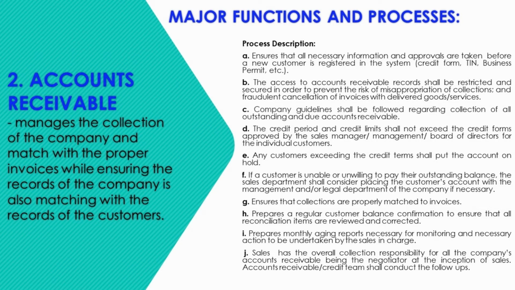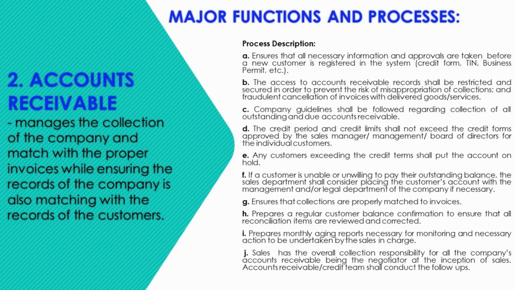The second function is the accounts receivable. This section manages the collection of the company and match with the proper invoices while ensuring the records of the company is also matching with the records of the customers. Processes under accounts receivable. First, ensure that all necessary information and approvals are taken before a new customer is registered in the system. Example, credit forms that are fully signed and approved. Second is the TIN certificate. The third is business permit certificate, company profiles, and other related documents.